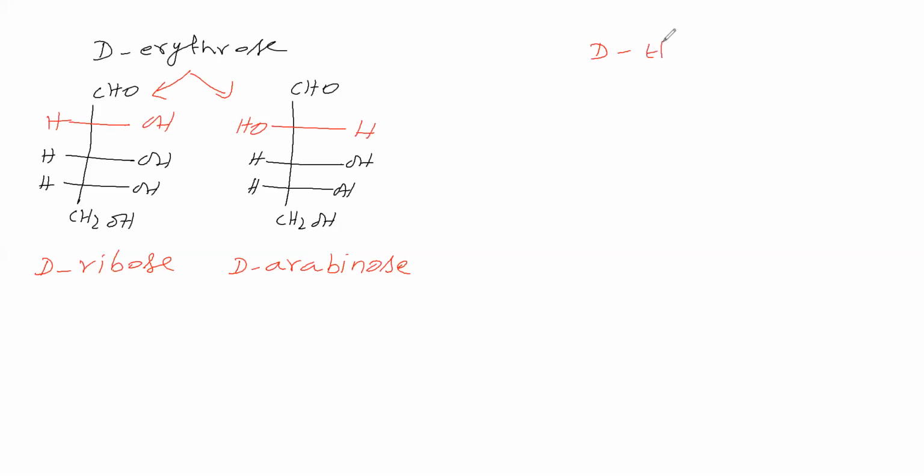D-tetrose we will take. This D-tetrose means the functional group is aldehyde, number of carbons is 4. We will take this one 2 times. So here CH2OH. Next chiral carbon HOH. Next chiral carbon OHH, functional group aldehyde. It is what means D-tetrose. 4 carbons are there.